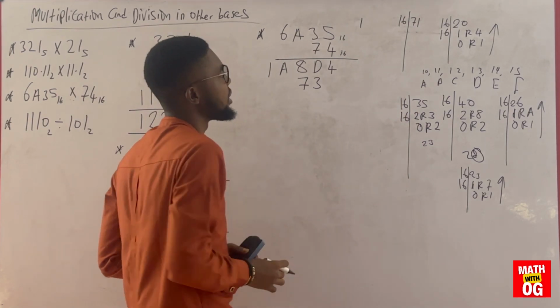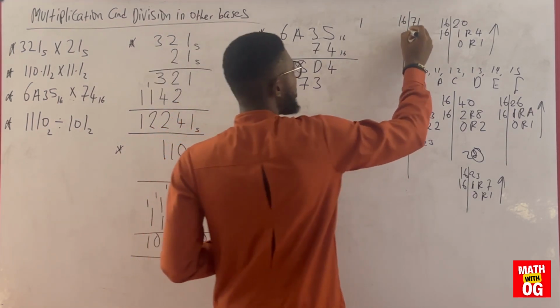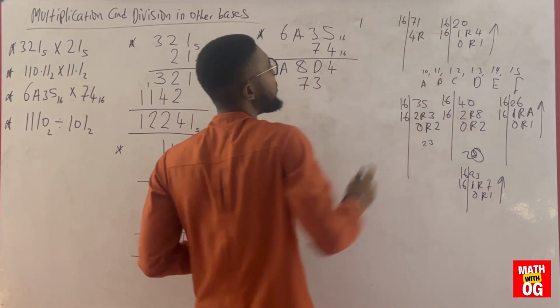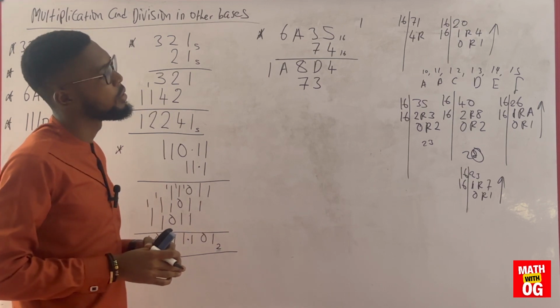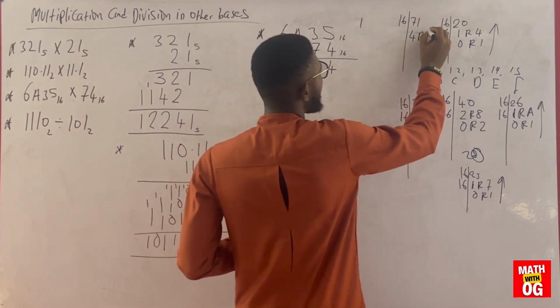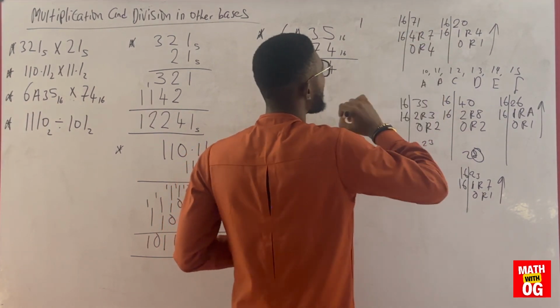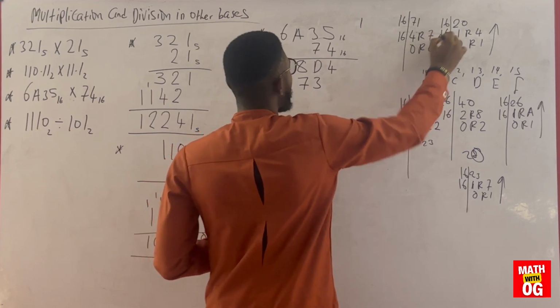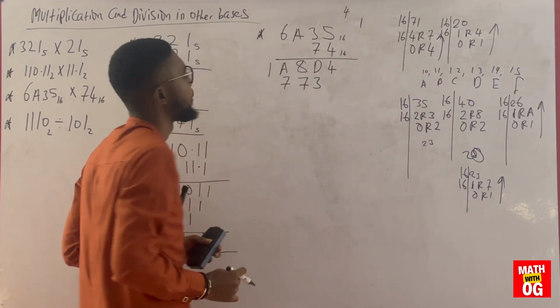16 into 71. So I know that my 16 times 4 is 64. So this should be 4, with a remainder of 7. 71 minus 64 should be 7. The remainder of 7, so we have a 7 here. 16 into 4, 0, the remainder of 4. So this is 4, 7. Put down 7, carry 4.